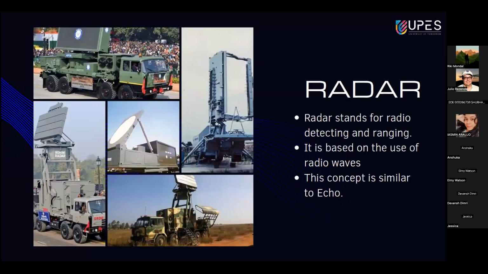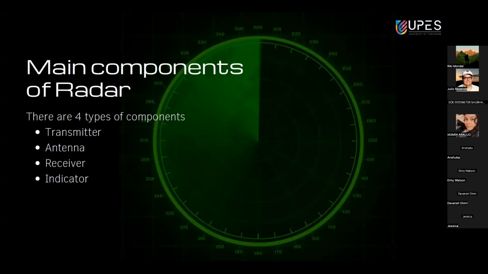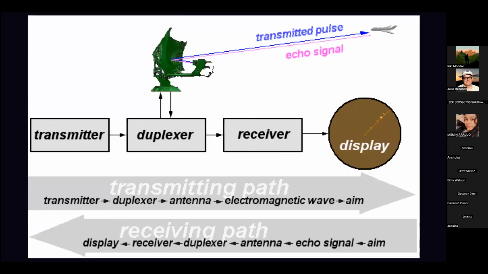So basically, radar stands for radio detecting and ranging. It is based on the use of radio waves. This concept is similar to echo. The main components of radar are the transmitter, the antenna, the receiver, and the indicator. I give over to Aditya Narayan Dash.